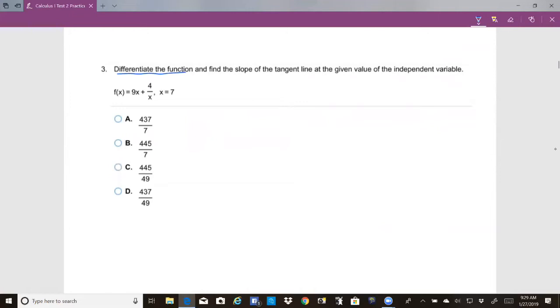We want to differentiate the function here, f of x, and then find the slope of the tangent line at the given point. The function f of x is equal to 9x, and I'm going to rewrite this as plus 4x to the minus 1. And the first derivative is equal to 9 minus 4x to the minus 2 using the power rule, which is 9 minus 4 over x squared.